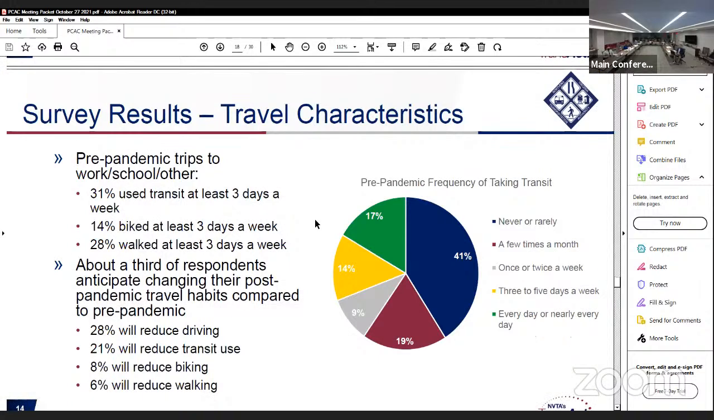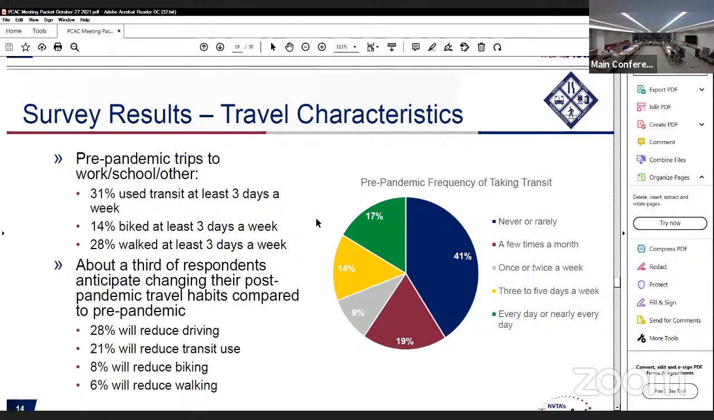There's a series of questions about travel, and we asked about travel pre-pandemic, and also expectations for how travel might change after the pandemic. We certainly had all modes represented, and as shown here, 31% of the survey respondents use transit at least 3 days a week, 14% had biked in the last 3 days, and 28% had walked at least 3 days a week. So just to give you a feel for some of the types of people who responded to the survey.